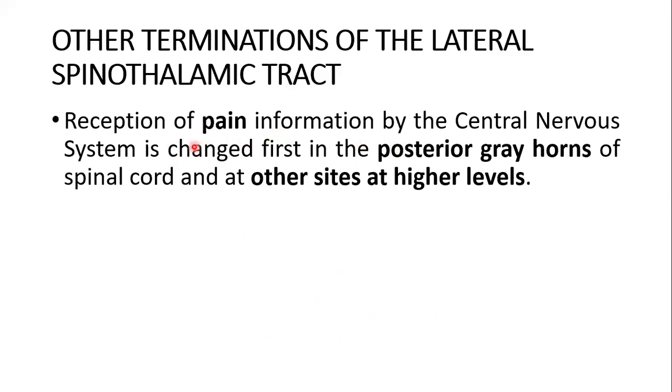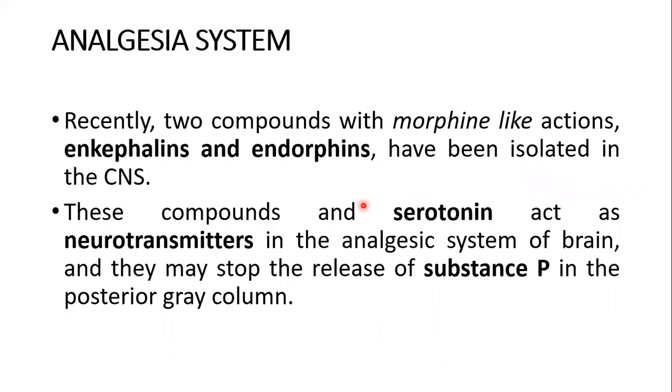Reception of pain information by the central nervous system is changed first in the posterior gray horns. So, the modulation of pain occurs first in the posterior gray horns of the spinal cord and at other sites at higher levels. So the analgesia system, what is analgesia? It is the relief of pain. Recently, two compounds with morphine-like actions, very important compounds, the happy hormones, enkephalins and endorphins, have been isolated in the CNS. There are four happy hormones. This is a little bit beyond the topic. The four happy hormones are endorphins, serotonin, oxytocin, and dopamine. These compounds and serotonin act as neurotransmitters in the analgesic system of the brain, and they may stop the release of substance P in the posterior gray column, and hence they form the analgesia system, the relief of pain chemically at the natural level.